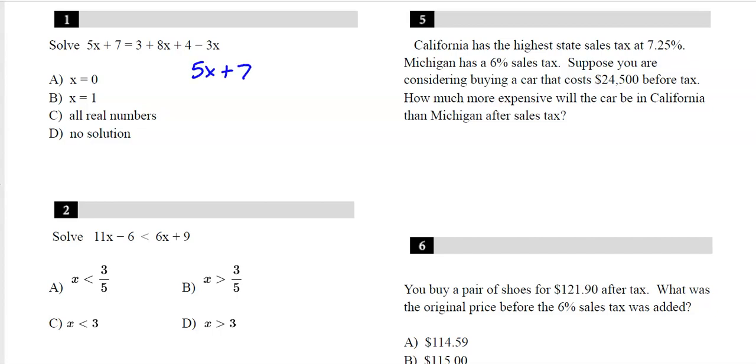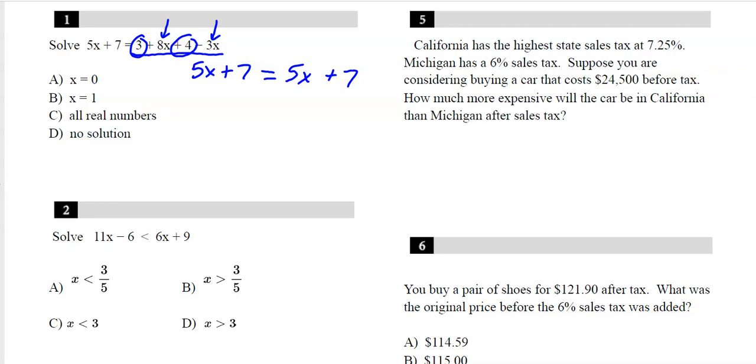I have 5x plus 7. On the right-hand side, there are some like terms there. I see the 8x and the minus 3x, so that's a 5x. And then I have the positive 3, positive 4, so that's plus 7. Now I noticed something weird. The exact same thing is on the left and the right.